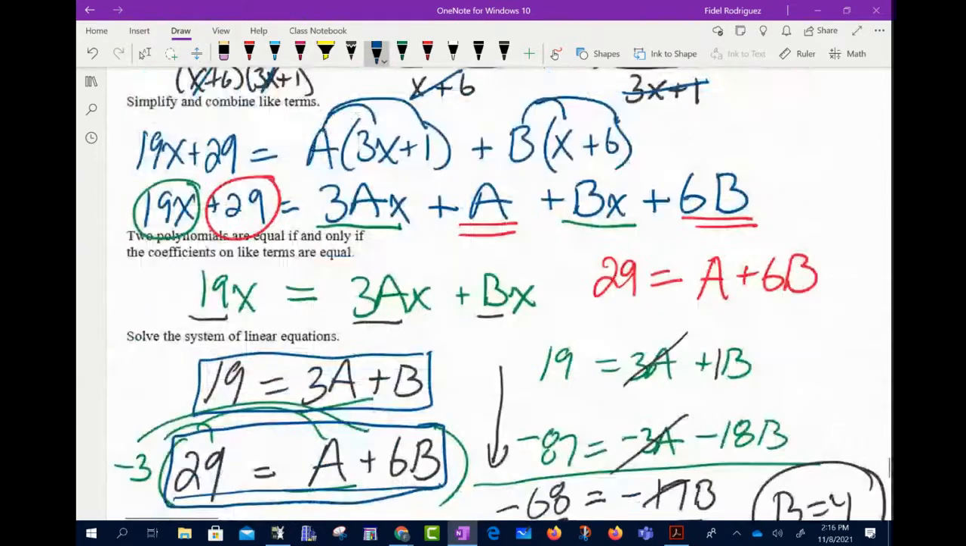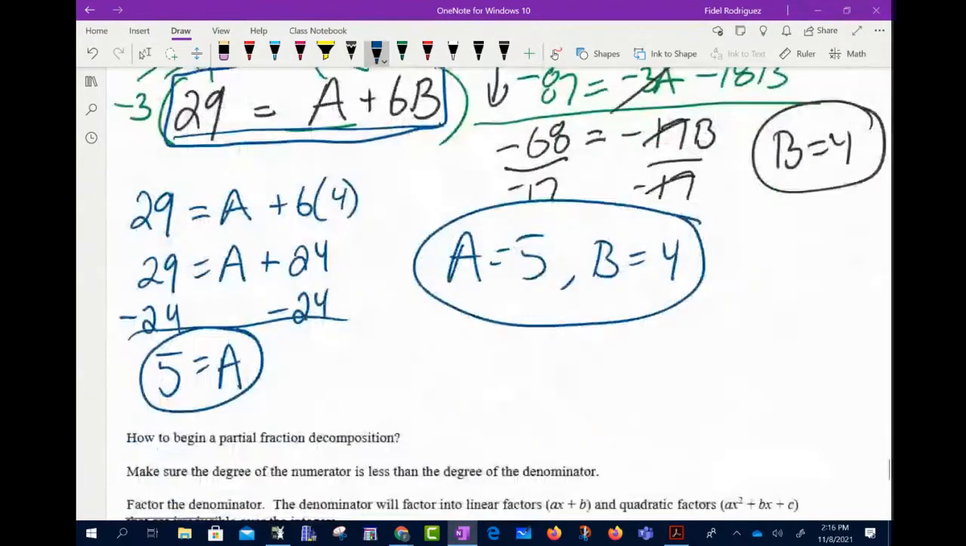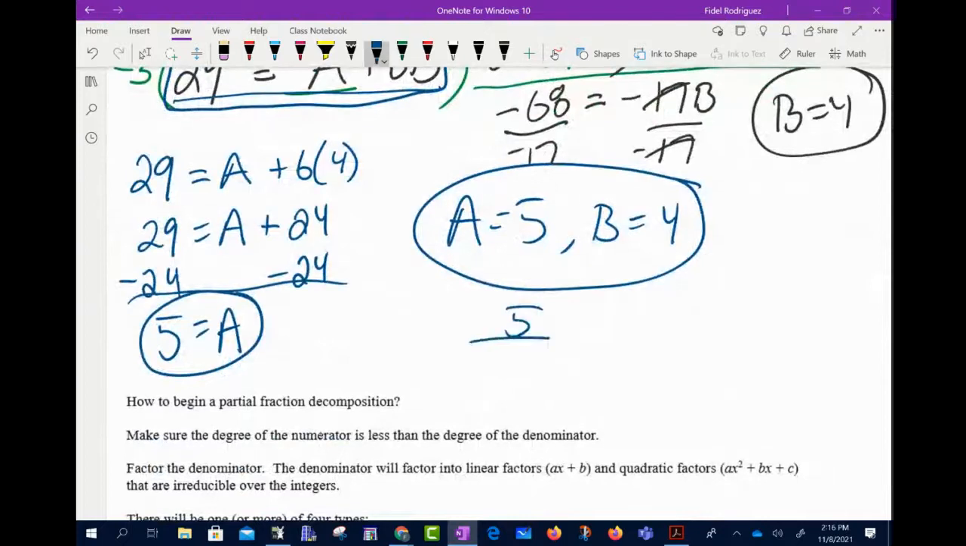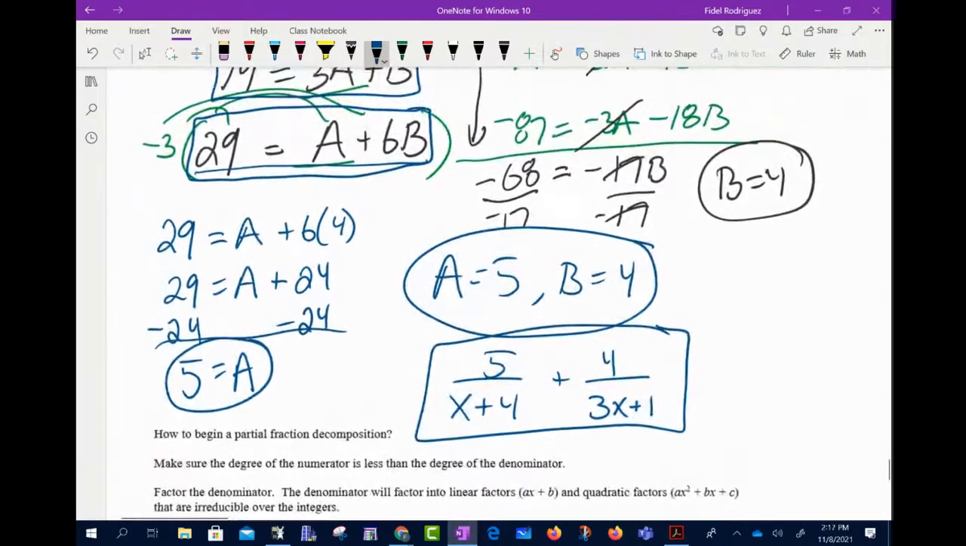I already forgot. I'm going to scroll back up to the very top. This is what we were trying to figure out. What is this part going to look like? And we got A is 5 and we got B is 4. So we're going to say our original problem was 5 over x plus 4 over 3x plus 1, right? And we knew that's what the answer was because we actually did the problem from the very beginning, right? That was actually the first thing we did today.